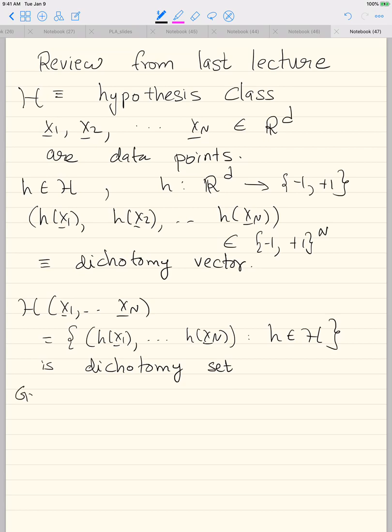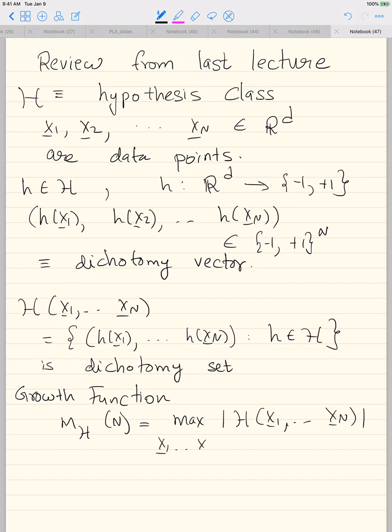Then we define the growth function, m_H of n. This is the maximum number of elements that can be in the dichotomy set over all locations of the points x1 to xn. We saw that for different values of x1 to xn, we could have different sizes of dichotomy sets.